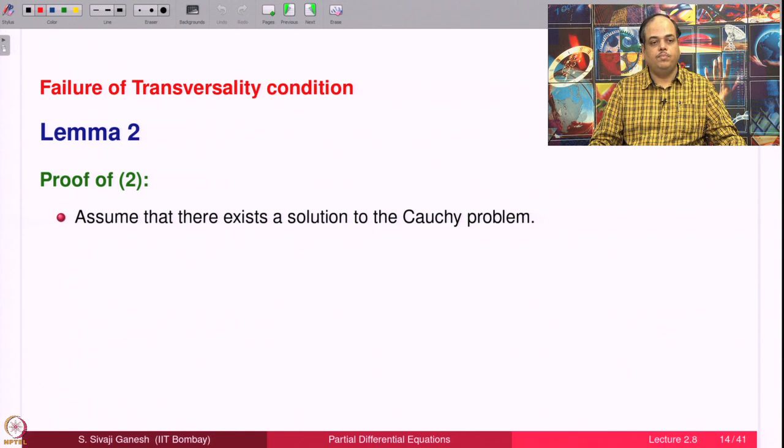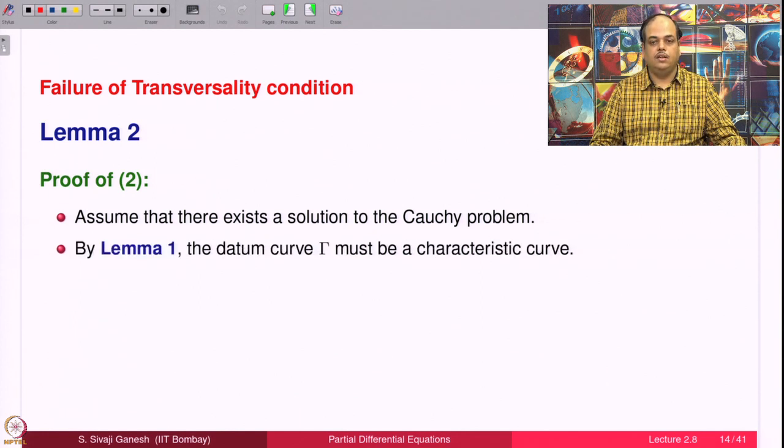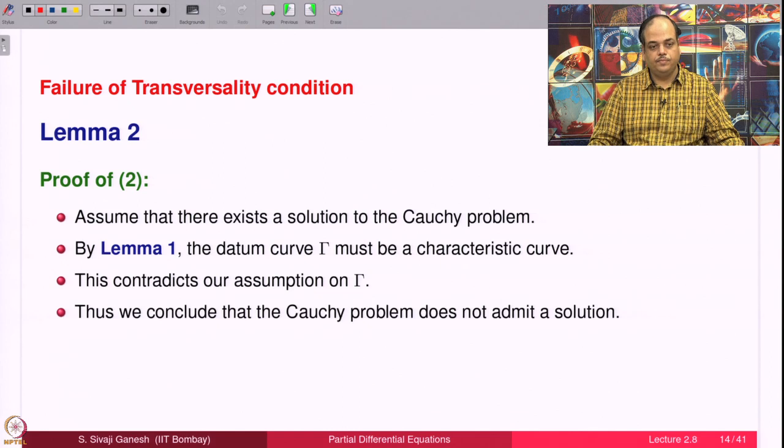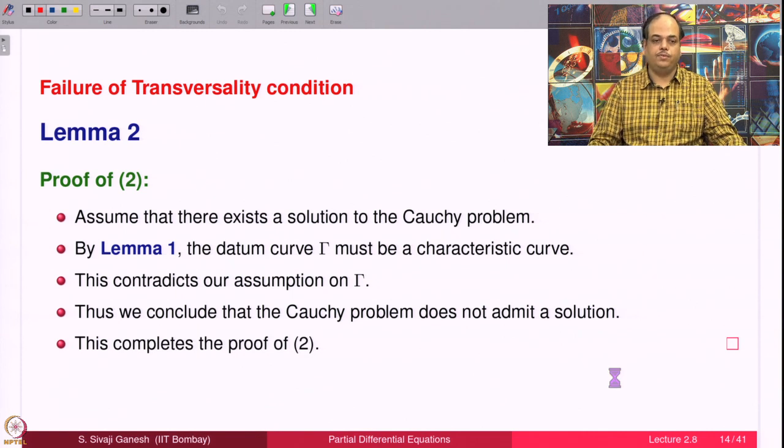Now, the proof of the second part: assume that there is a solution. Then by Lemma 1, the datum curve must be a characteristic curve. But we have assumed it is not only not a characteristic curve, it does not have a characteristic direction at any of its points. That is the hypothesis of part 2 of Lemma 2. So, it contradicts. Therefore, the Cauchy problem does not admit a solution. This completes the proof of 2.